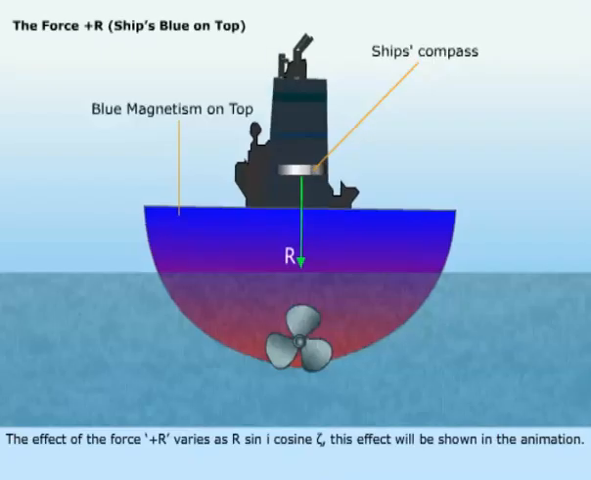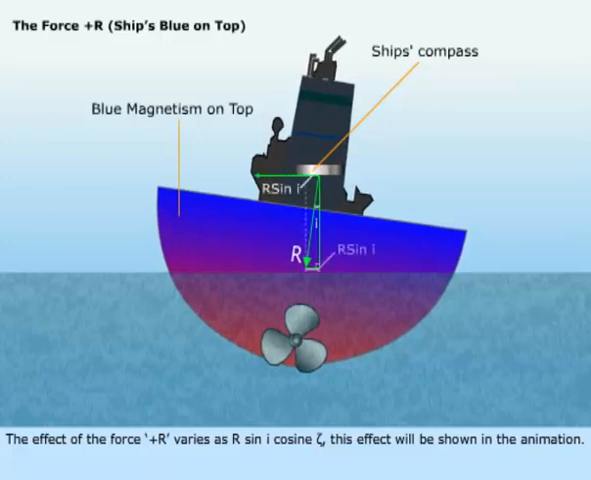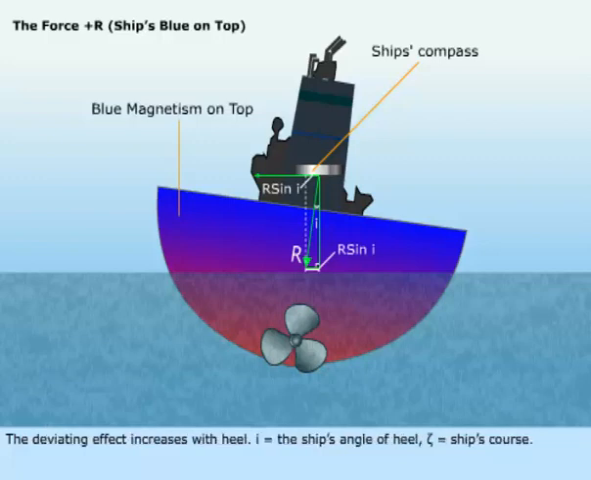The force R. The effect of the force positive R varies as R sine I cosine zeta. This effect will be shown in the animation. The deviating effect increases with heel.